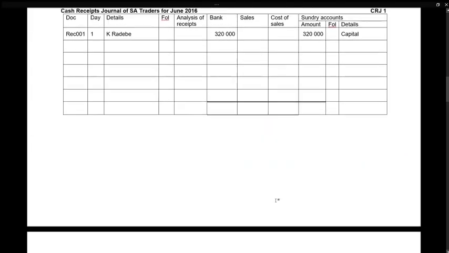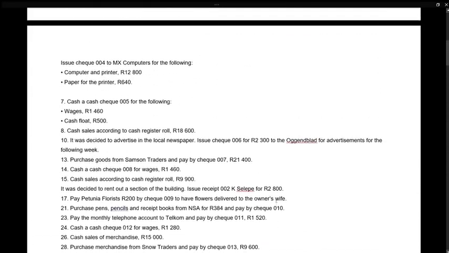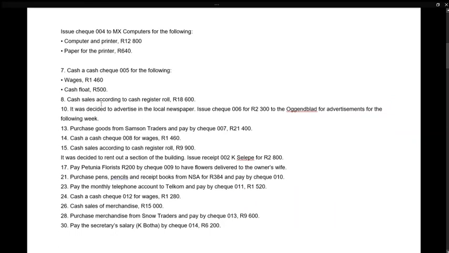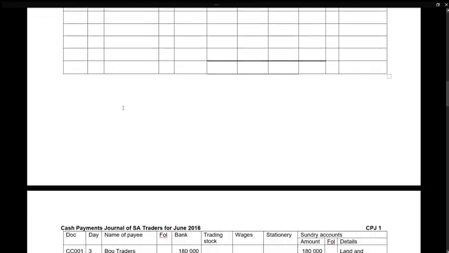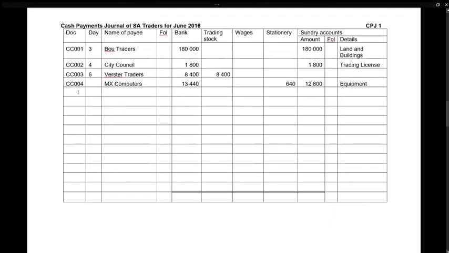Right, next transaction took place on the 7th. Cash a cash check 005 for the following. Once again, one check for 2 items or 2 purposes: wages and cash float. Together 1,960. These 2 together will form one payment in my, or one check in my cash payment journal.